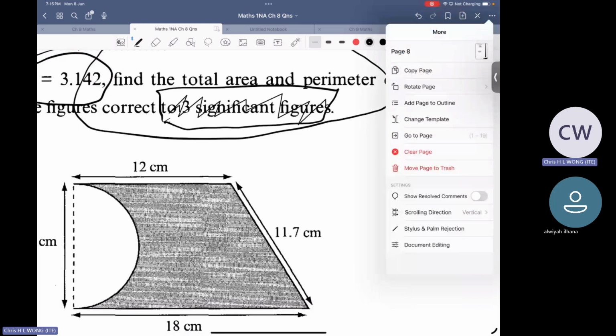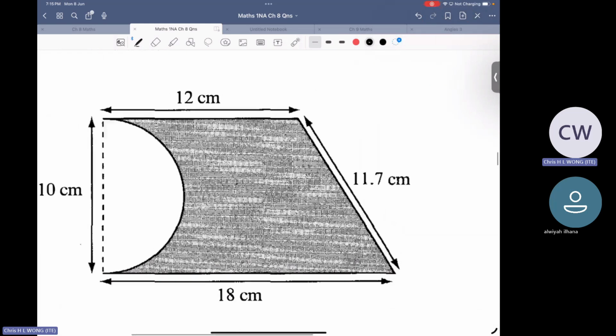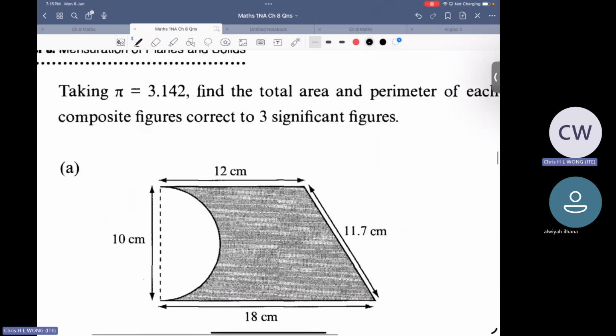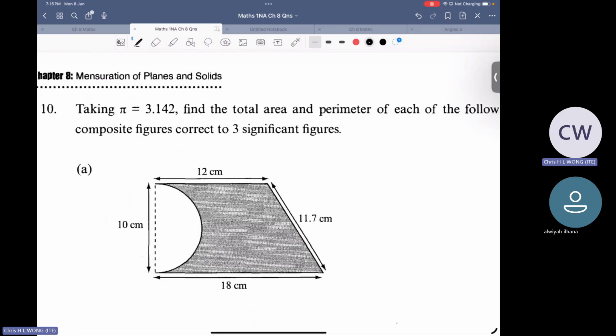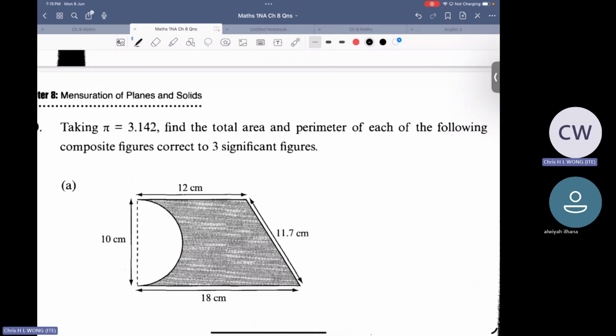Do something different. Tell me, how do you solve this problem? You need pi to be 3.142, because there's a semicircle there, right? If I give you pi to be 3.142, don't use the calculator pi. Use this pi. Don't go and press the calculator pi. Use 3.142. What they give you, you must use.